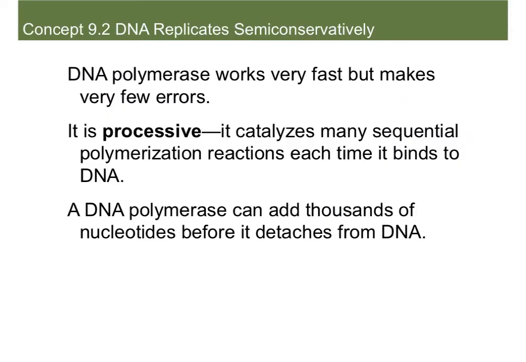DNA polymerase works very fast, but makes very few errors. It's processive, which means it catalyzes many sequential polymerization reactions each time it binds to DNA. A DNA polymerase can add thousands of nucleotides before it detaches from DNA.